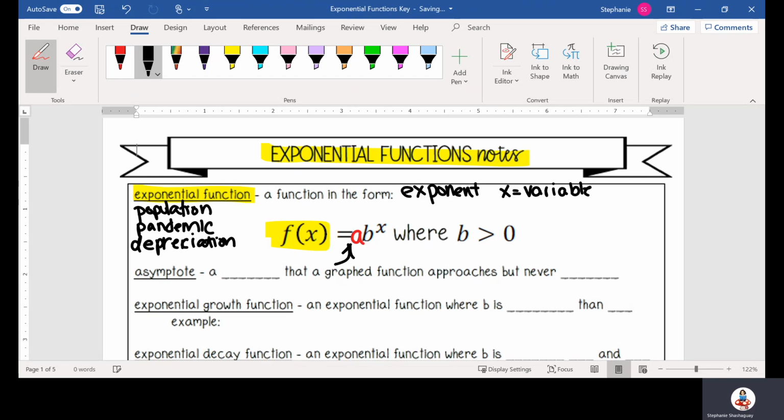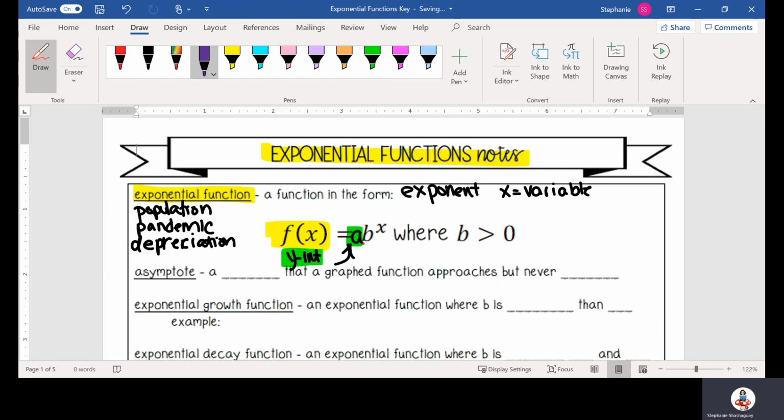The a term is going to tell us our y-intercept, which is different from what we have ever dealt with before, because if you remember with our linear functions and with our quadratic functions, our y-intercept was always our constant. But we don't have a constant when we're dealing with exponential functions, at least not in its regular form. So now our a term is always going to be our y-intercept.